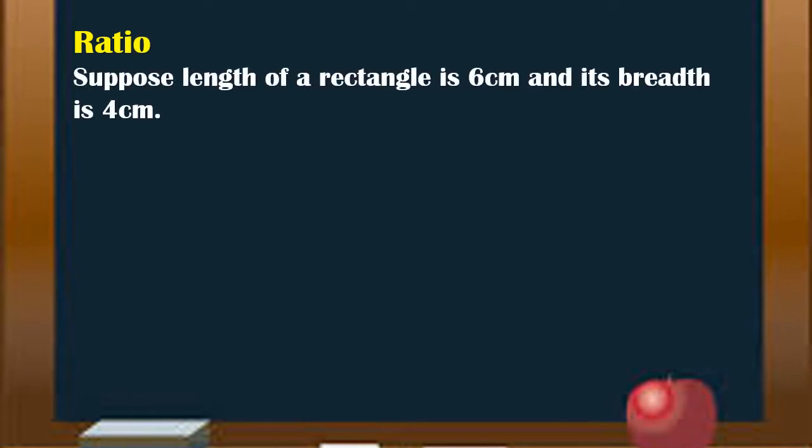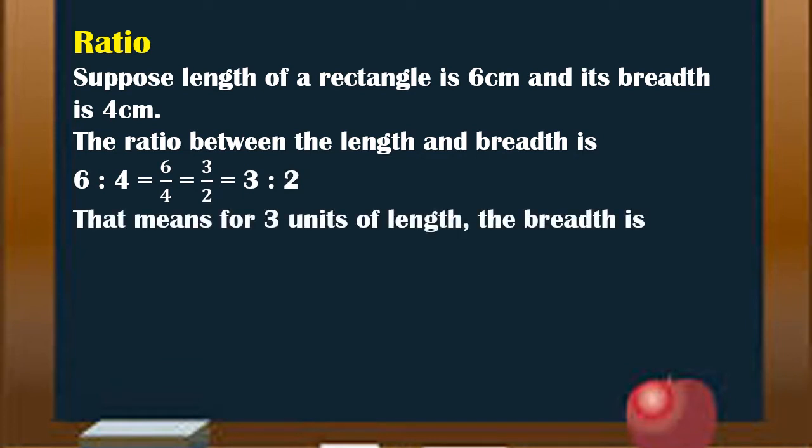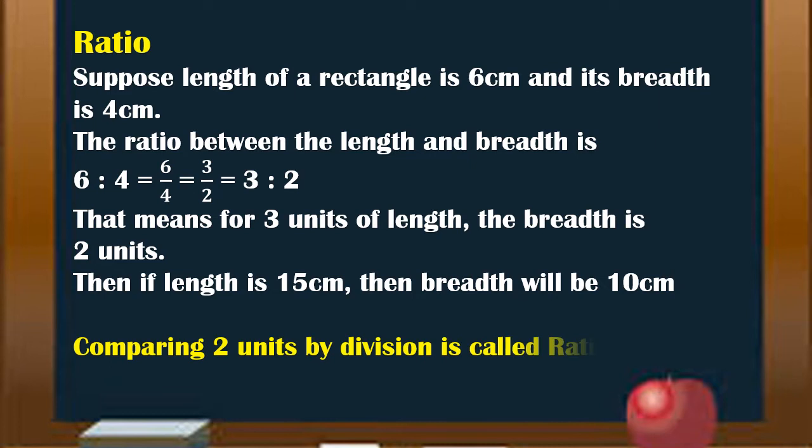Suppose the length of a rectangle is 6 centimeter and its breadth is 4 centimeter. So the ratio between the length and breadth is 6:4. So it is 3:2. This means that for 3 units of length, the breadth is 2 units. So if the length is 15 centimeter, then the breadth will be 10 centimeter. That is, comparing two quantities by division is called ratio.